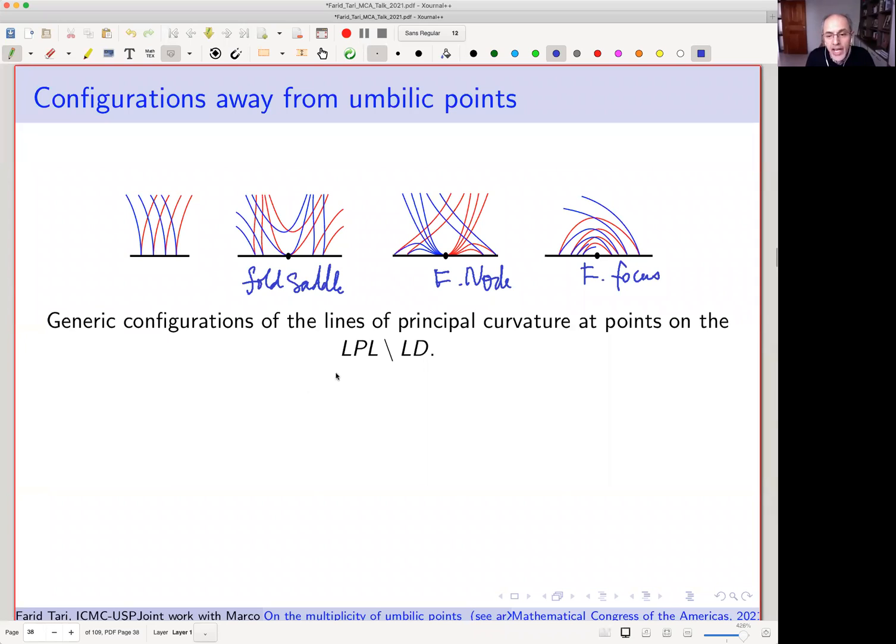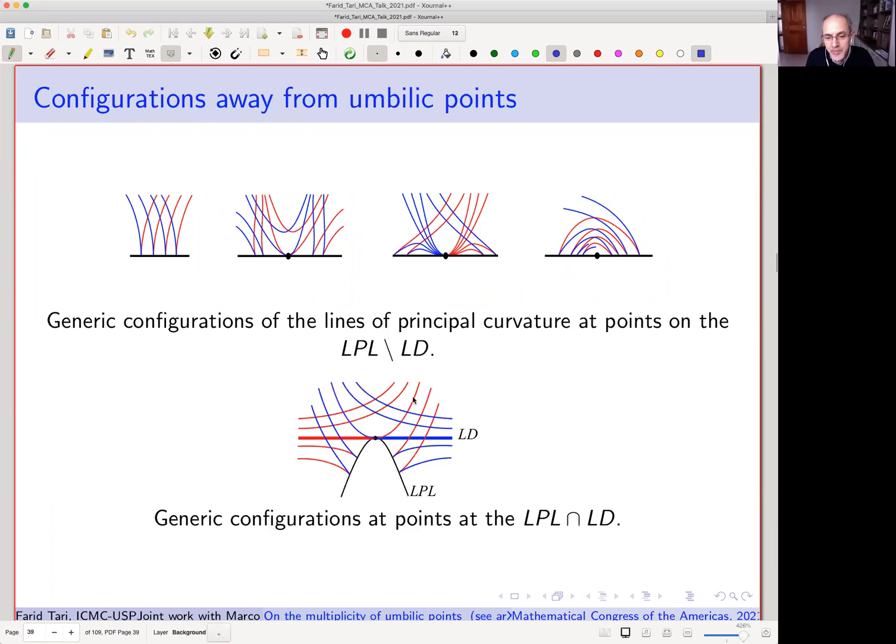And at points where the LPL meets the locus of degeneracy, drawn here in thick, it is in fact a line of extended principal curvature. So the locus of degeneracy is a solution of our equation. As you see here, it changes color as it touches the LPL. And you have this configuration of the lines of principal curvature at points where the LPL is tangent to the LD. Here we have a Riemannian region. Here we have a Lorentzian region.